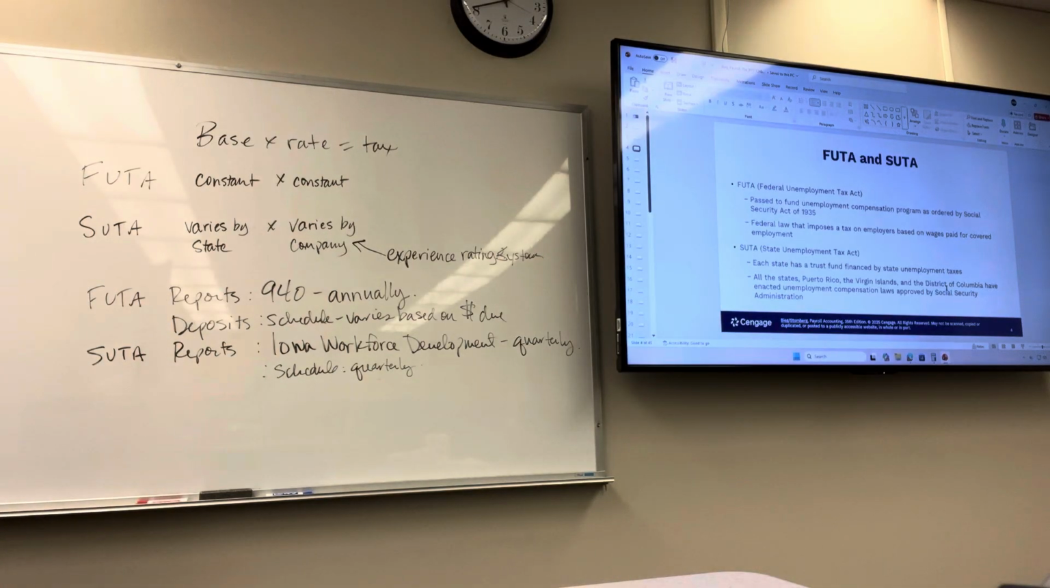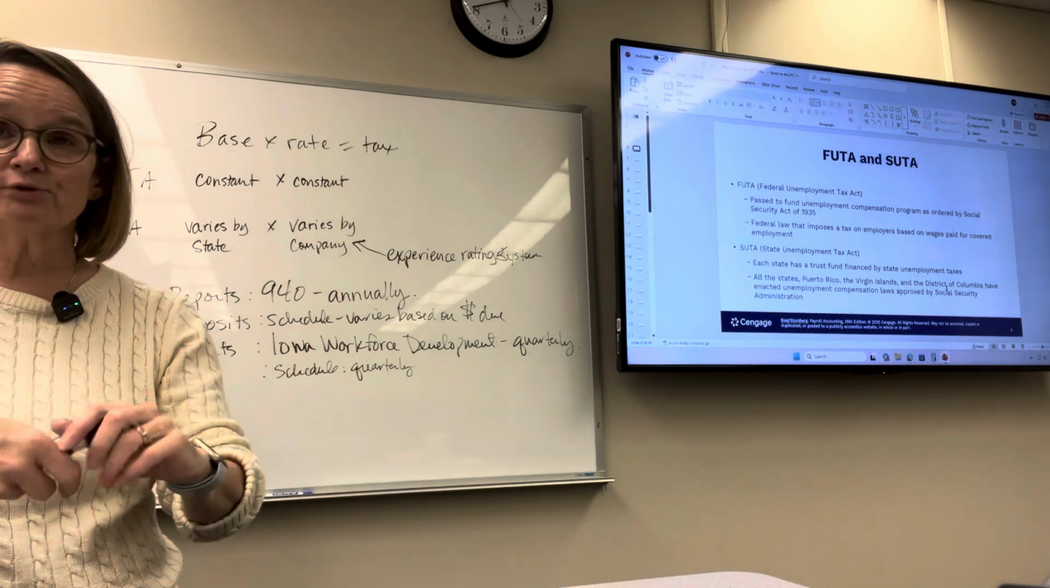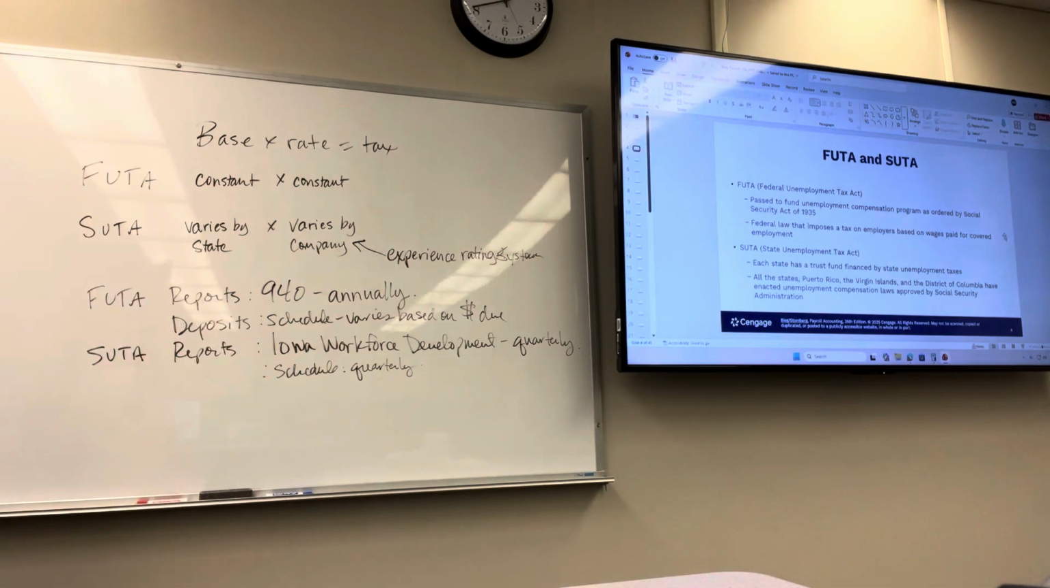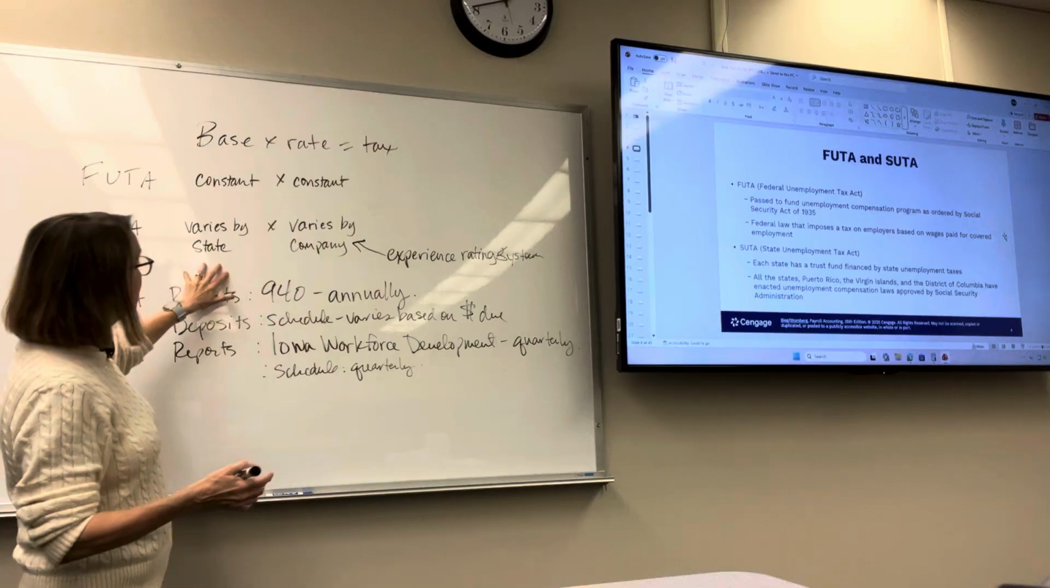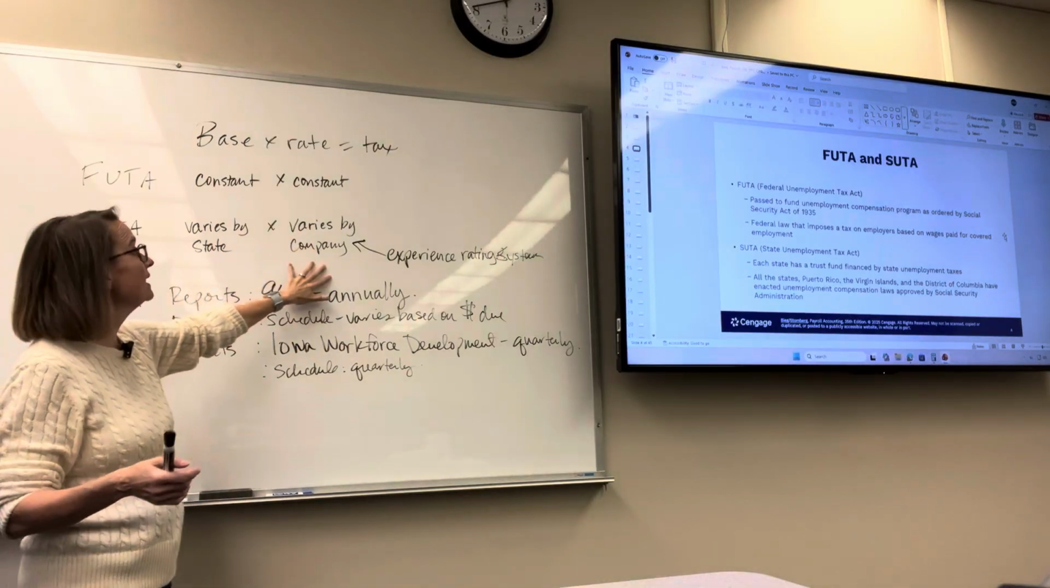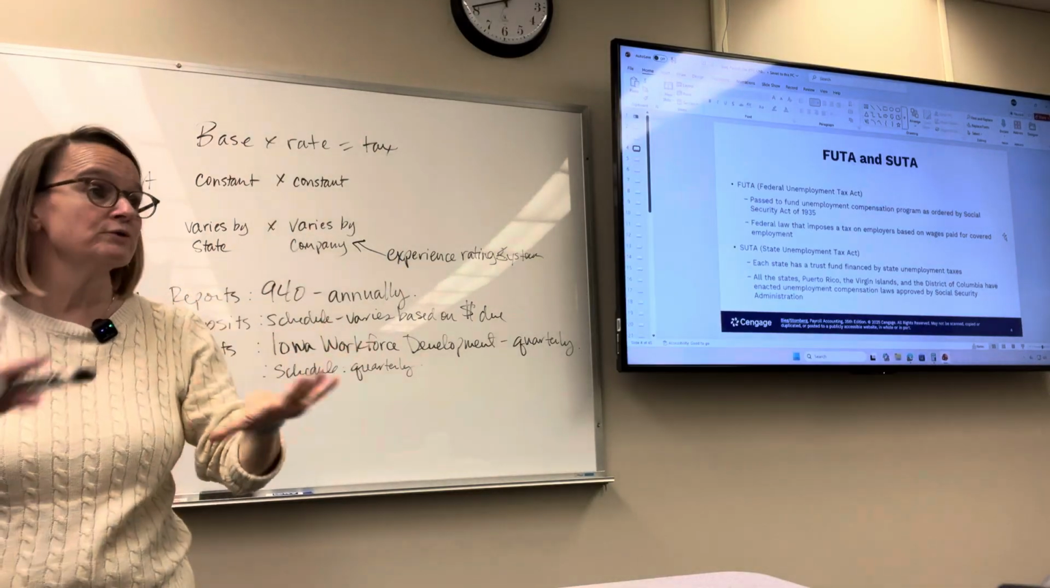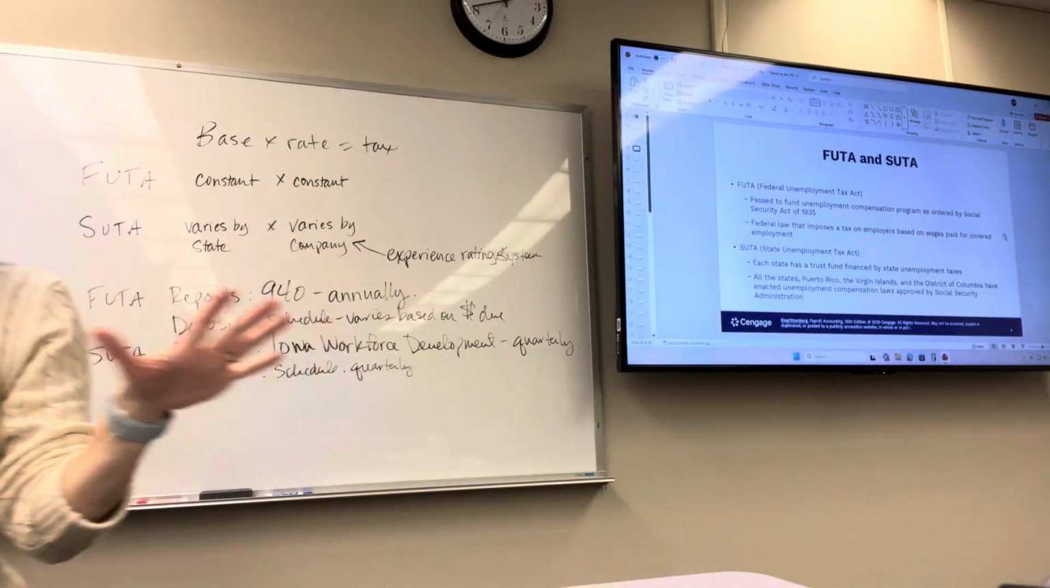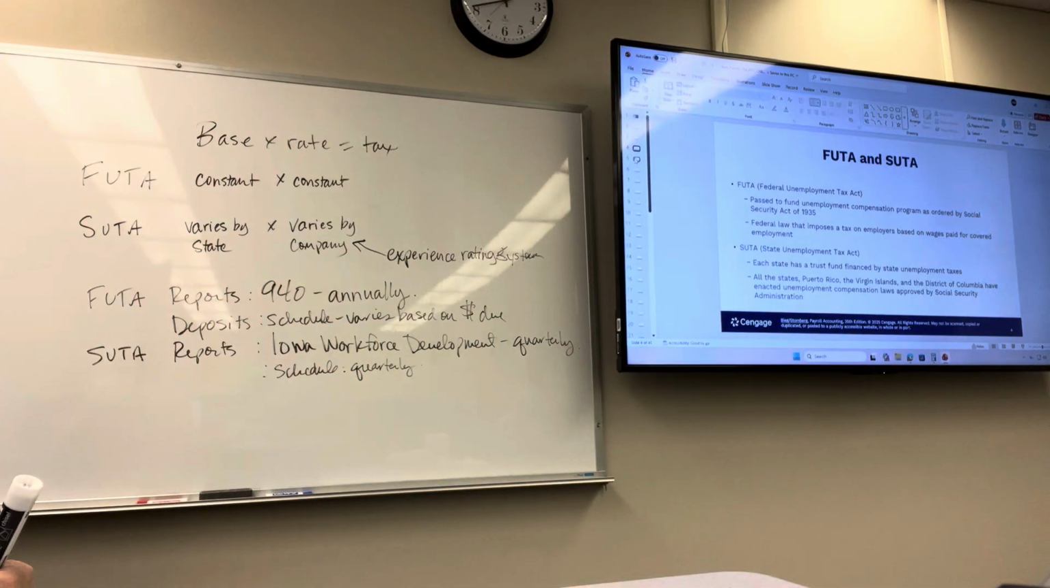So each state has presented their unemployment plan, and it has been approved by the federal government as being acceptable, meaning that they're okay with the base that's used, they're okay with the rate that's used, they're okay with who is receiving the benefits, right, or who is not eligible to receive the benefits.